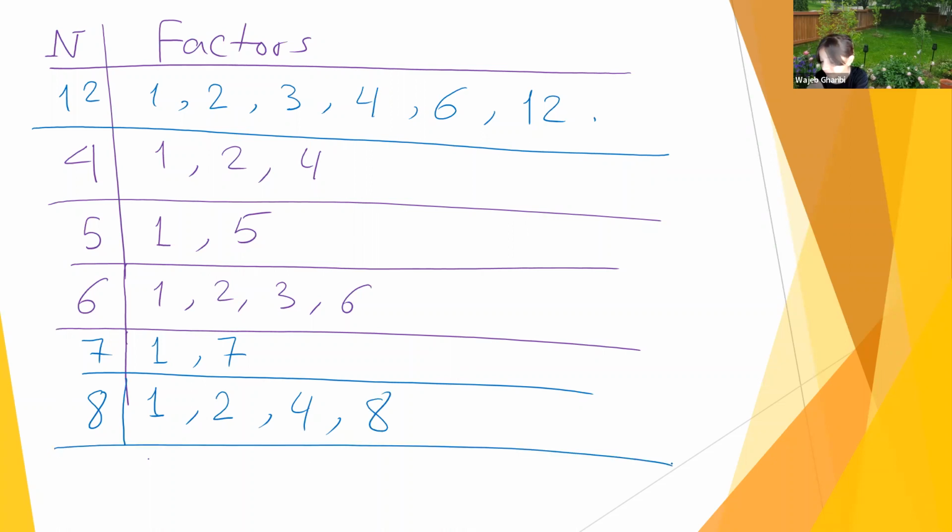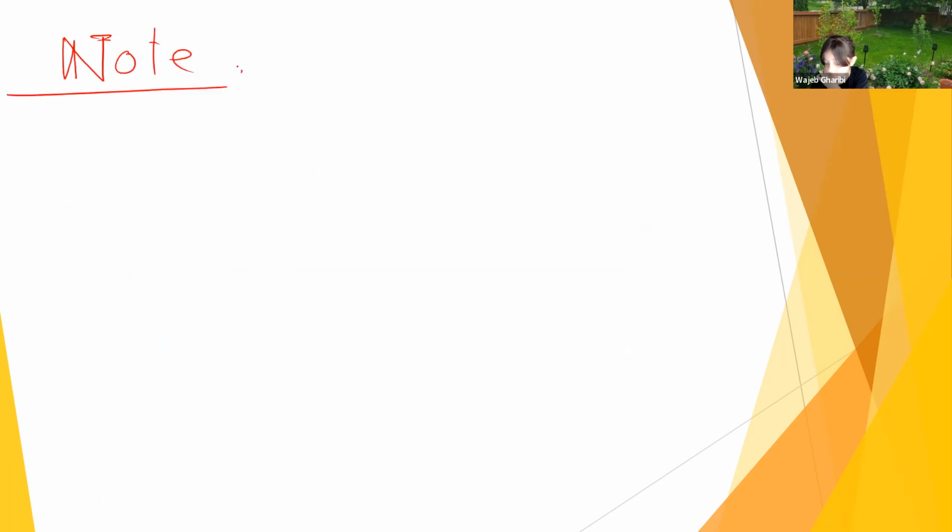So these are some examples. Here is the number, and this is the factors. Okay, so we will have a note. The note says every number greater than 1 has at least 2 factors. Why? Because every number can be divided by 1 and itself.